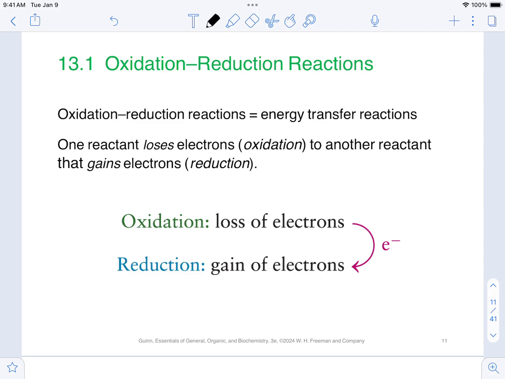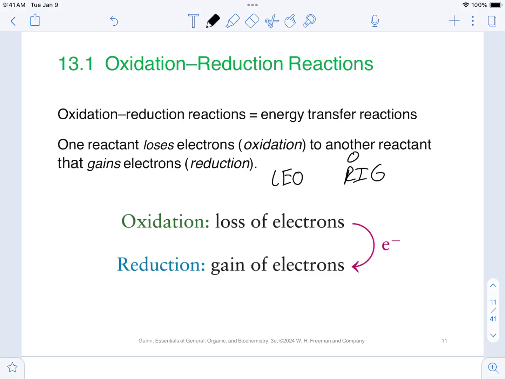This video is on oxidation reduction reactions. We looked at oxidation reduction reactions in chapter 5, and now we're going to look at them again and how they pertain to organic substances. Anytime you see an oxidation reduction reaction, it has to do with an energy transfer. As one reactant loses electrons, which is oxidation, another reactant gains those electrons, and that is reduction. And we had some memory triggers to help us with that.